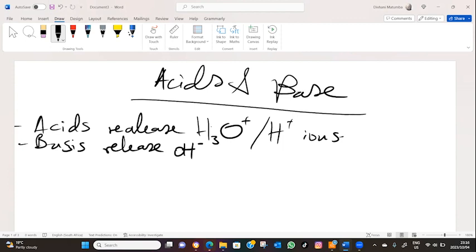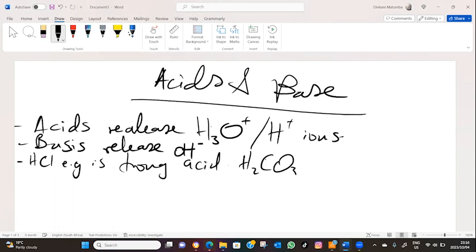Now, typical strong acids, you have your HCl, for instance. It's a strong acid, while the likes of your carbonic acids are weak acids.